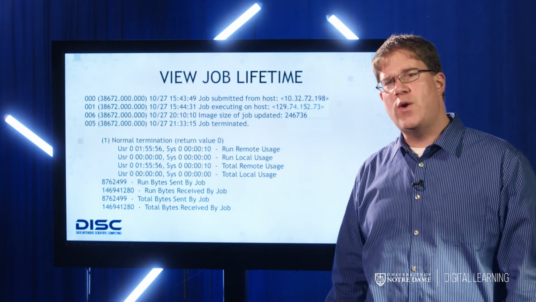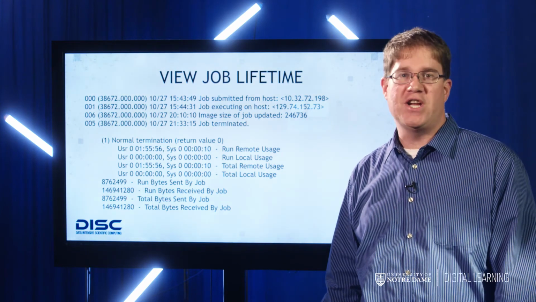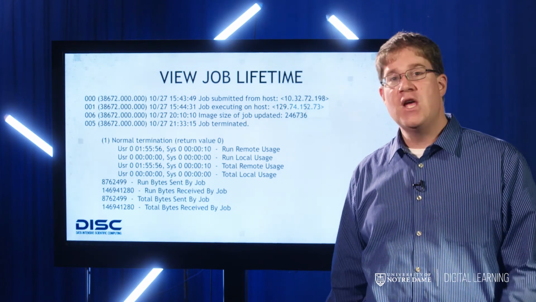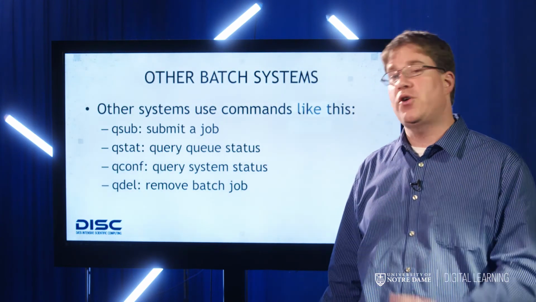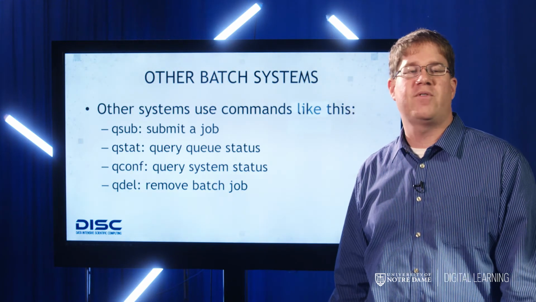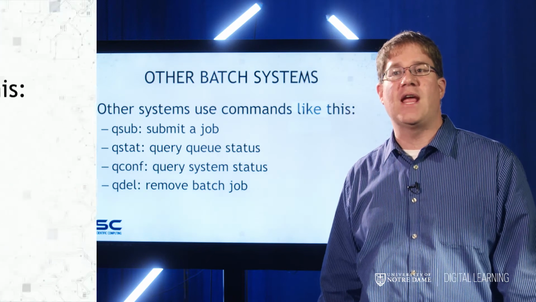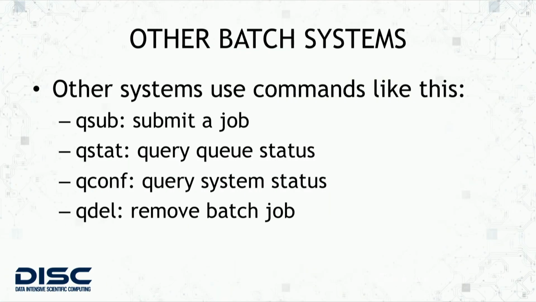Now, I've given you just a quick overview of the commands that are useful in HTCondor. You can go and check them out in the HTCondor manuals and the website and so forth. There are other batch systems out there, and another common set of commands that you might see come from the POSIX standard. And there's the same set of operations here, they just have slightly different names. So in the POSIX standard, to submit a job, you run a command called qsub. To query the queue status, you run qstat. To query the system status, that is the machines available in the system, you run qconf, and to remove a job, you run qdel. Same concepts, different commands.